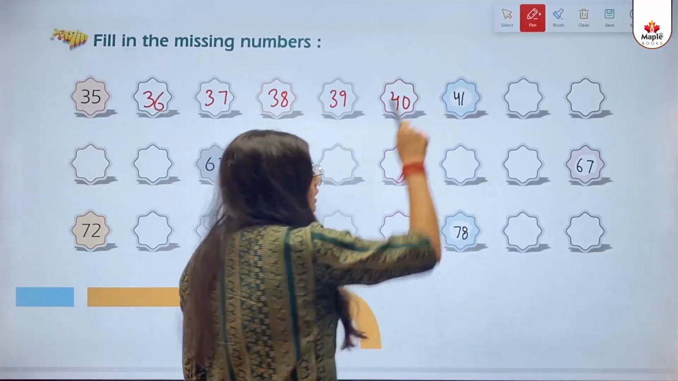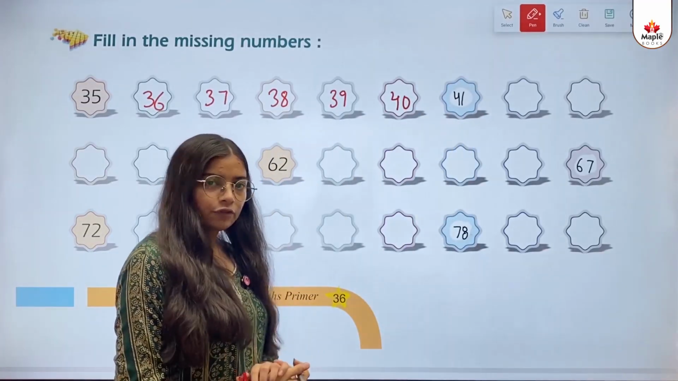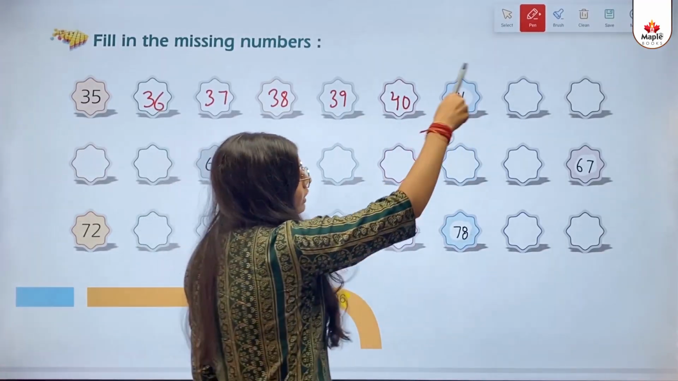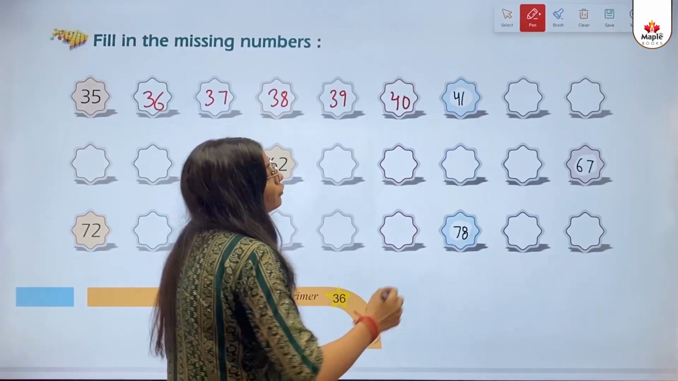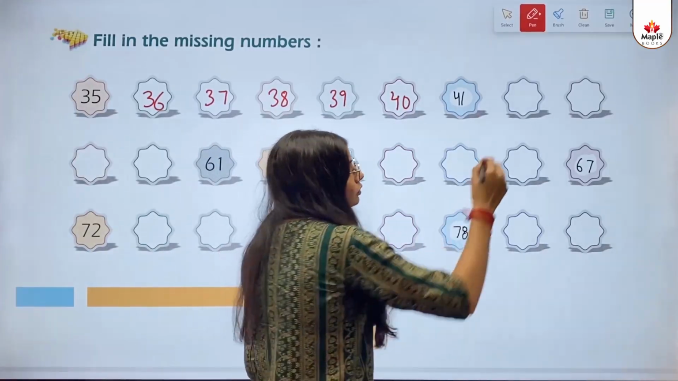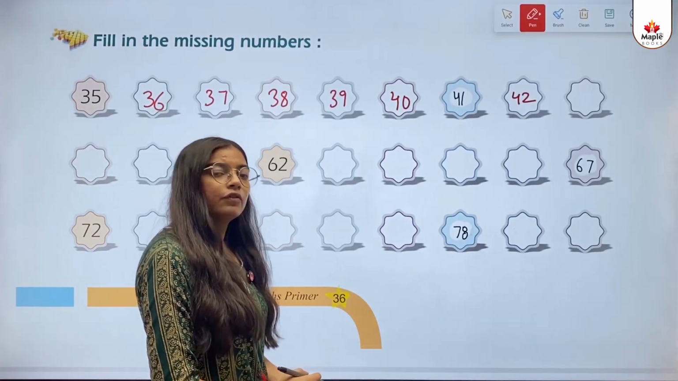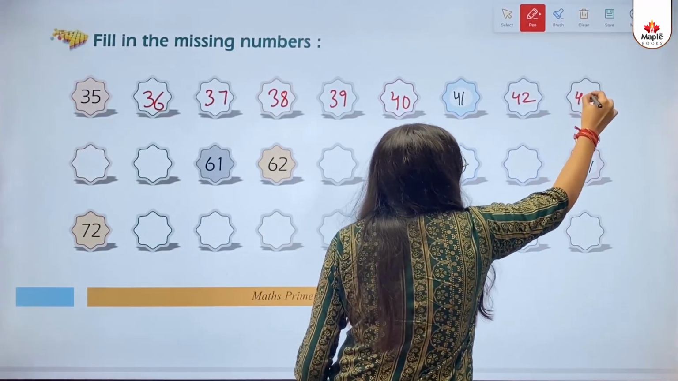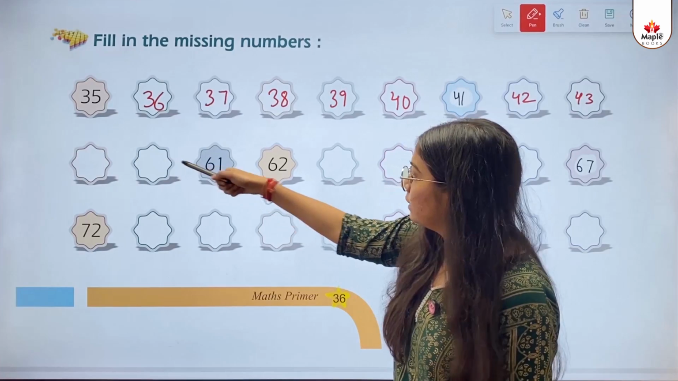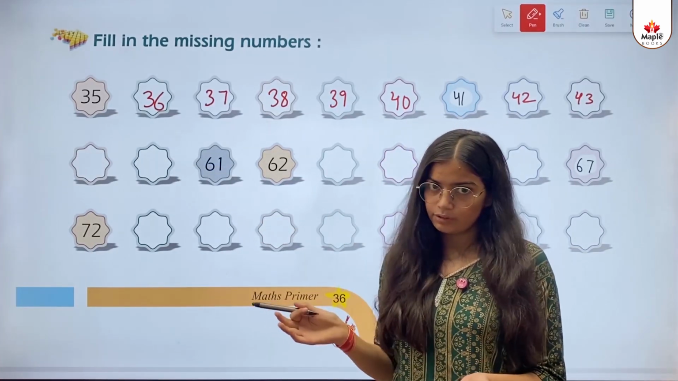Then another number is given, 41. Then what comes after 41? 42. Then 43. Then in the next row there is another sequence given.